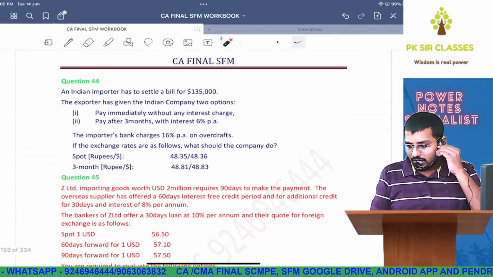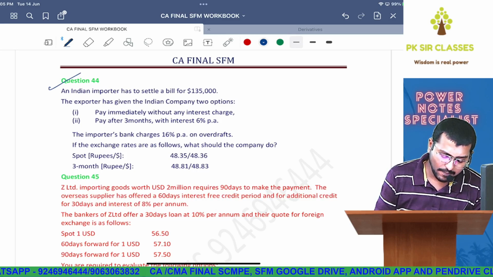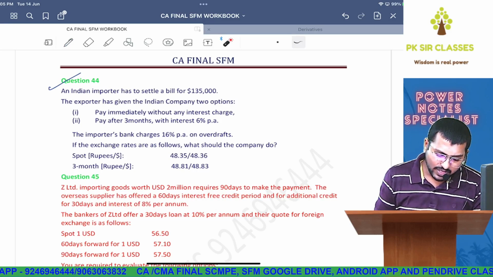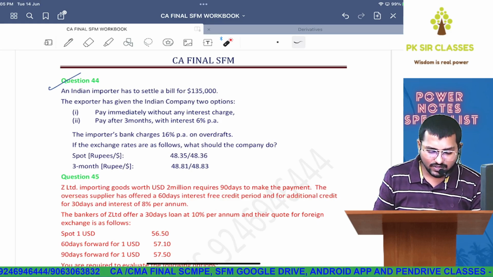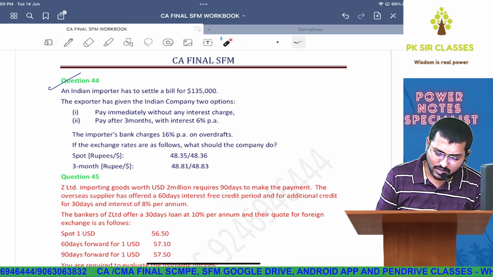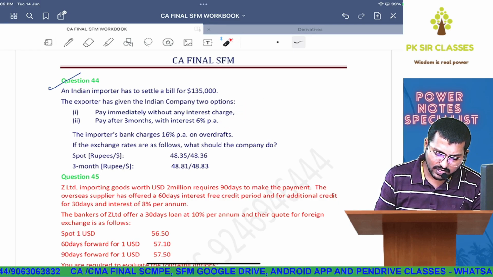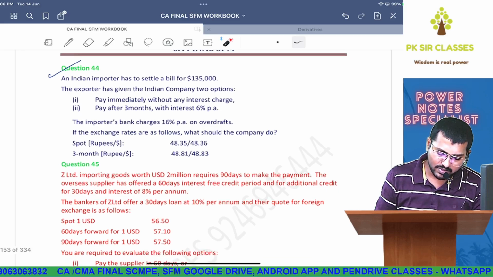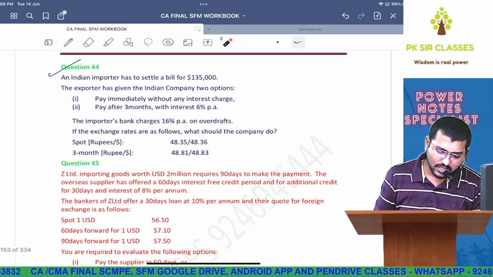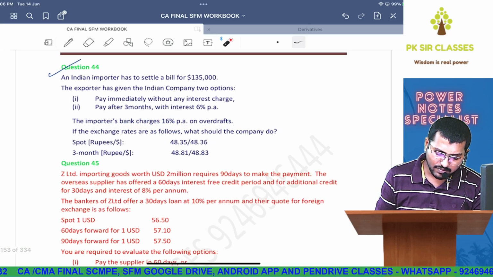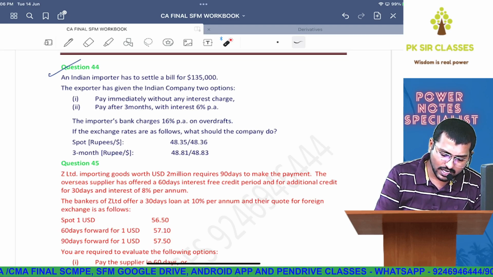Okay, question number 44. An Indian importer has to settle a bill for $135,000. The exporter has given the company two options: pay immediately without any interest charge, or pay after 3 months with interest of 6% per annum. The importer's bank charges 16% per annum on overdrafts. If the exchange rates are as follows, what should the company do? This is rupee per dollar, for both spot and 3 months.